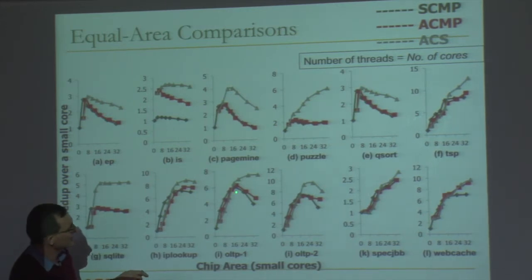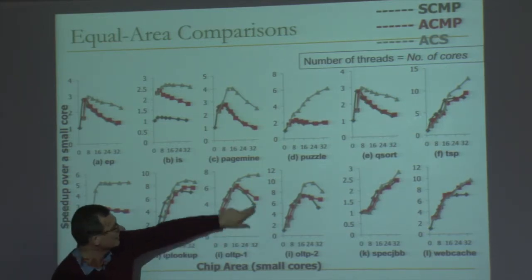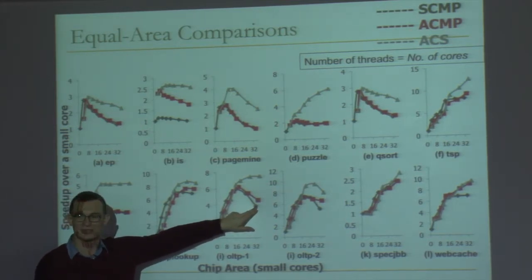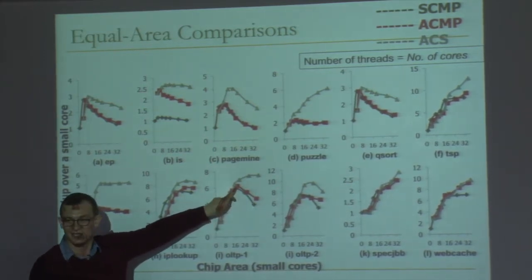And I've shown you this green one. The green one is symmetric multicore, SCMP, symmetric chip multiprocessor. As you increase the number of cores, this is the curve you get. Performance speedup reduces after a while. In fact, if you run this at 32 threads, you're really comparing the performance in a terrible way. You're really running the system not at its maximum performance. So you should really be running this number of threads on SCMP.